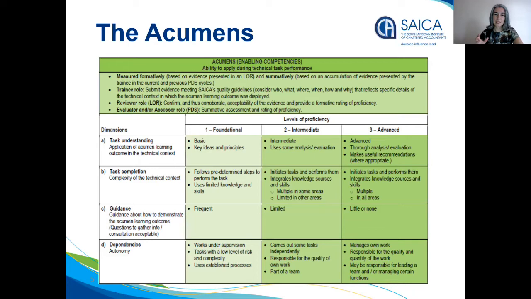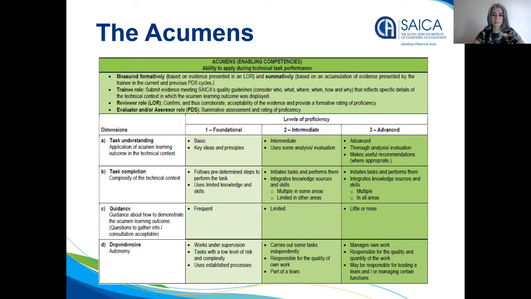When it comes to dependencies, what this really means and what can help you to think about this is independence and dependence. At a foundational level, the trainee is working under supervision, and the supervisor is really taking responsibility for the work that's being completed. Very low level of risk, and they're using established processes. So really the trainee is just doing what they're told to do, and the dependence is very much on their supervisor.